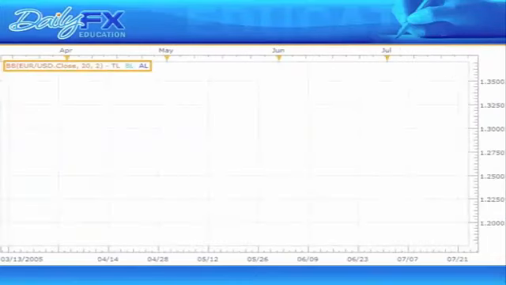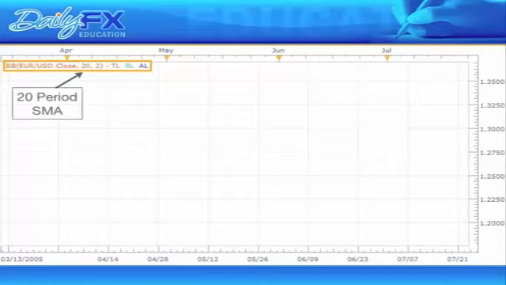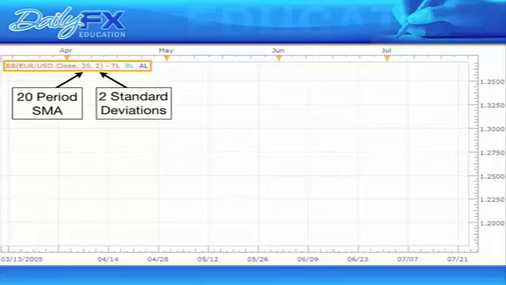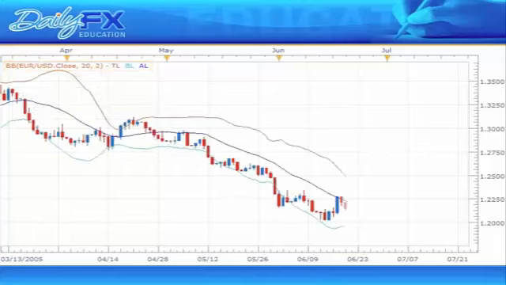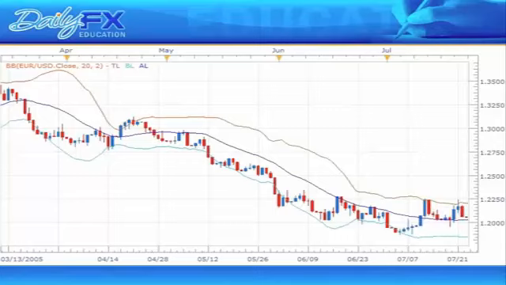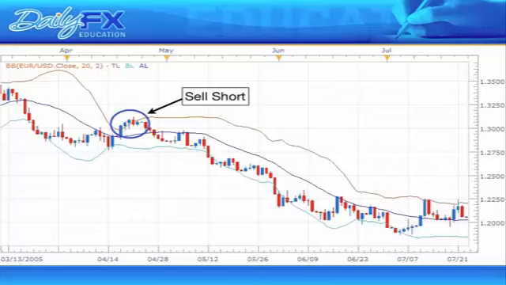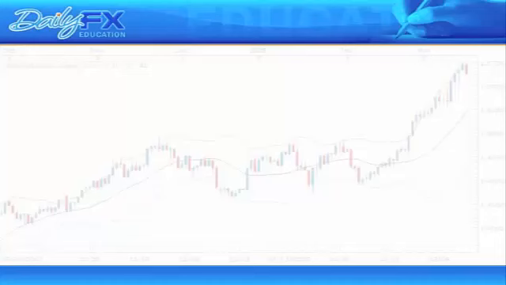The most common setting for Bollinger Bands is a 20-period simple moving average with 2 standard deviations. Since the Bollinger Band is a volatility filter, most of the trading should occur inside the bands. Therefore, if prices reach the upper band in a downtrend, we now have a resistance area to sell short. The opposite is true in an uptrend.